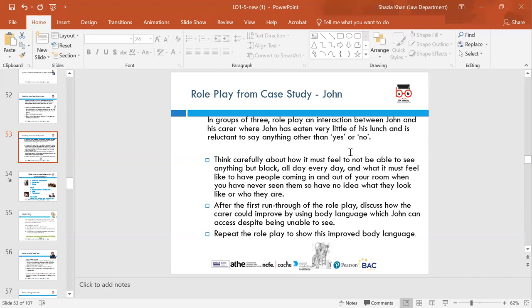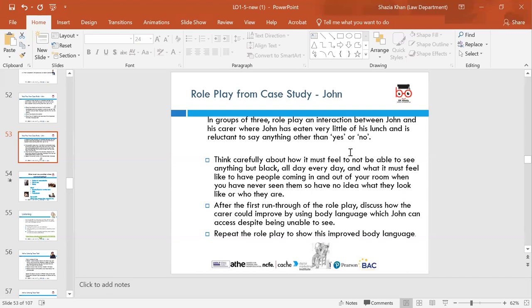Think about how it must feel not to be able to see anything but black all day, every day, and what it must feel like to have people coming in and out of your room when you have never seen them. So you have no idea what they look like or who they are.